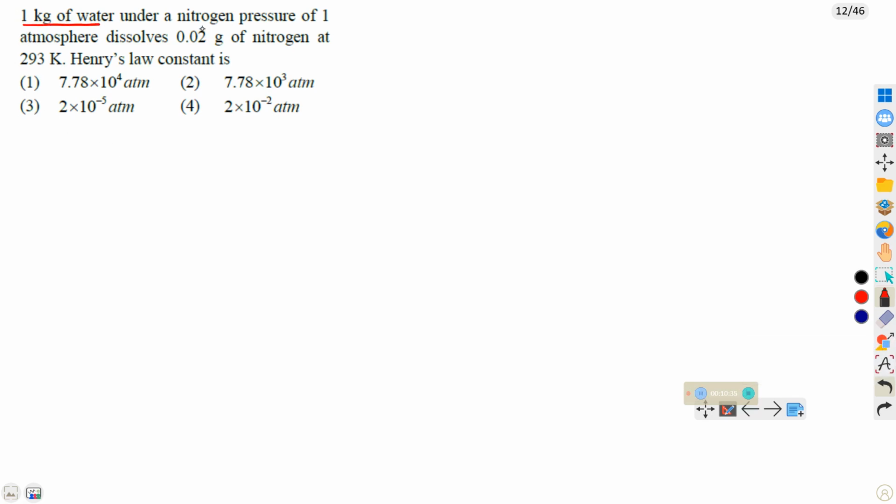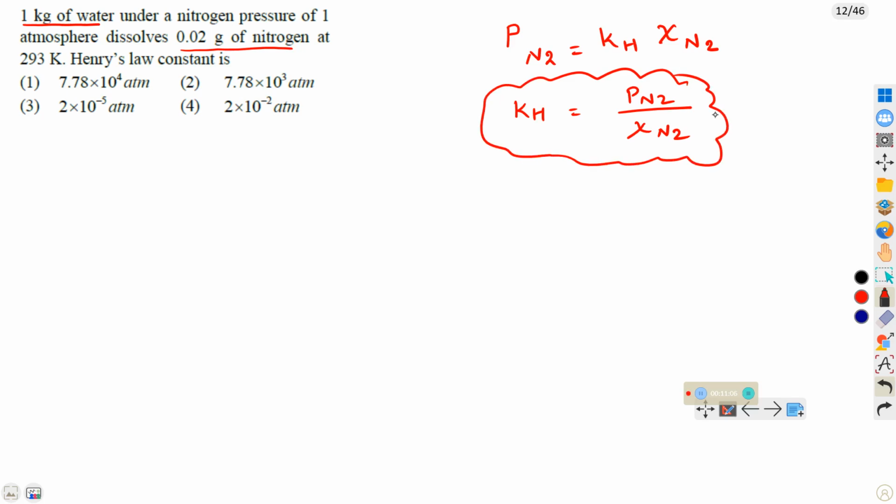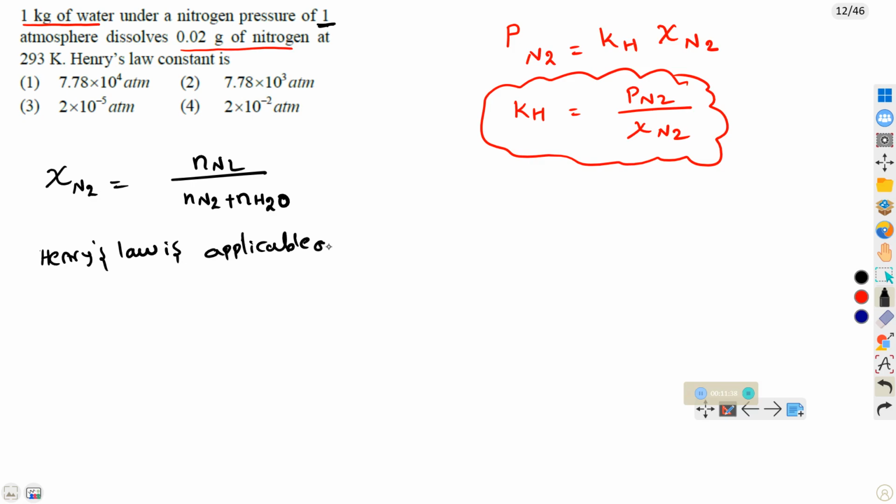1 kg of water under a nitrogen pressure of 1 atmosphere dissolves 0.02 grams of nitrogen at 293 kelvins. Calculate Henry's law constant. Partial pressure of N2 is equal to Kh into mole fraction of N2. What is the question? Calculate the Kh. Kh is equal to partial pressure of N2 by mole fraction of N2. Partial pressure of N2 we already know, it is equal to 1. Now calculate the mole fraction of N2: number of moles of N2 by number of moles of N2 plus number of moles of water. We know that Henry's law is applicable only for dilute solutions.